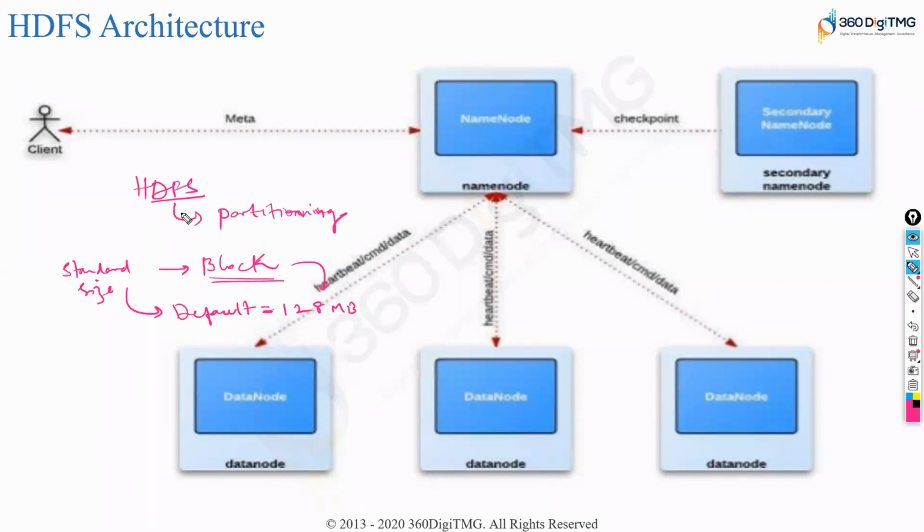And then it also speaks about replication, or we also call it sharding. By default, the replication factor is 3. That means at any given point of time, each block that you are trying to save on the Hadoop cluster is made of 3 copies.